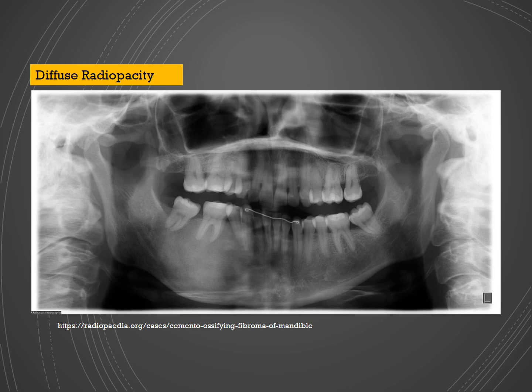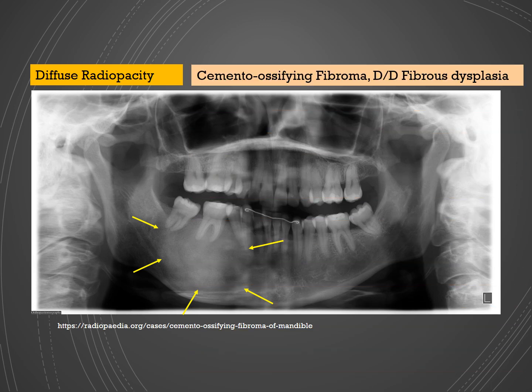Diffuse radiopacities can also be seen on panoramic radiographs very clearly, like the one seen in the right side fourth quadrant, where you can see a large diffuse area. The borders are merging with normal bone, but definitely you see that there is change in trabecular pattern. The entire bone appears opacified and ground glass like, and this is either a cemento-ossifying fibroma or fibrous dysplasia of the mandible.